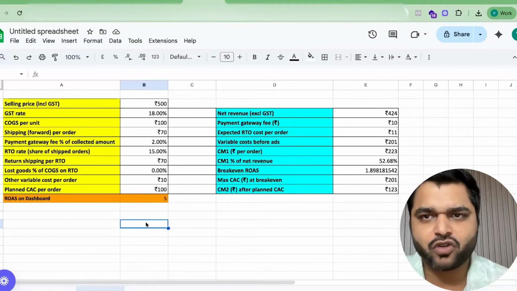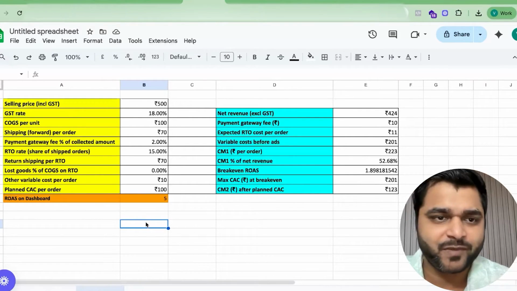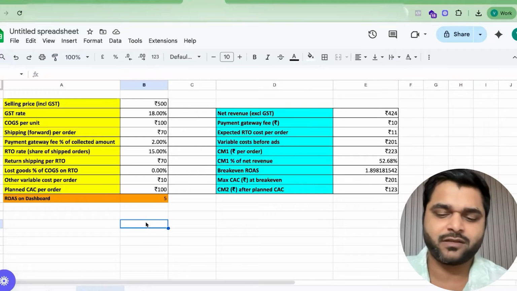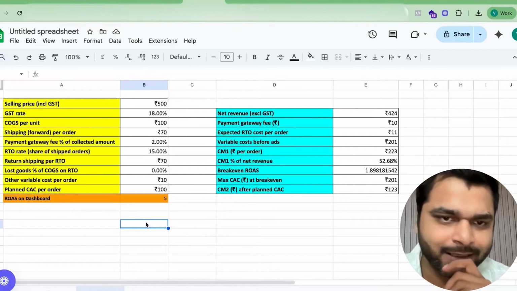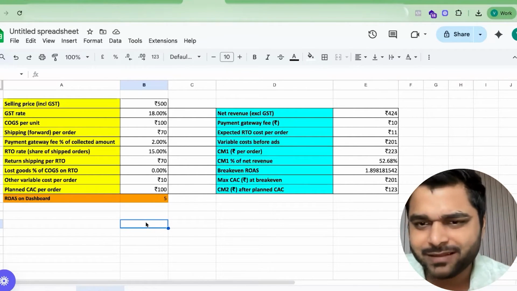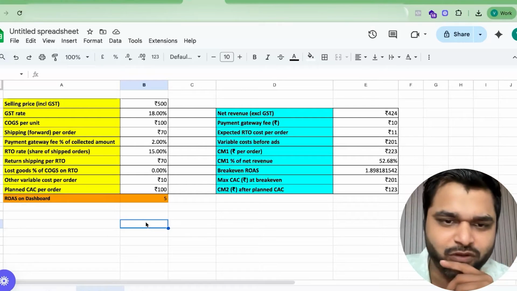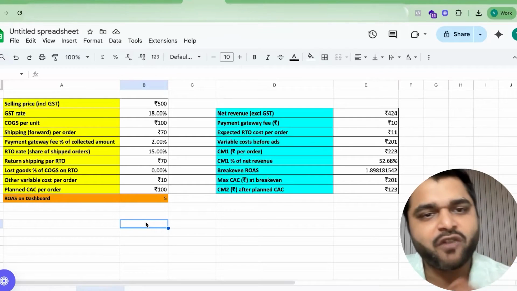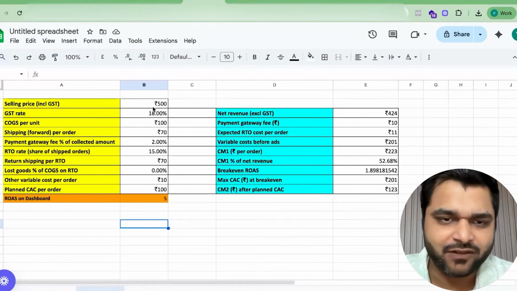So today we are going to talk about how much we should sell our product for. Because I see a lot of D2C brands selling their products at random prices, like 2x, 3x, and they don't really know how much is left, how much is the profit. So let's say our selling price is 500 rupees and the GST rate I've taken by default is 18%.